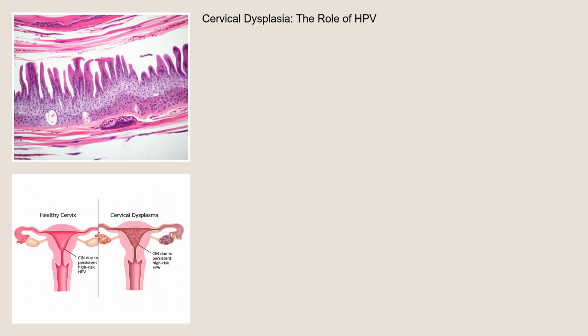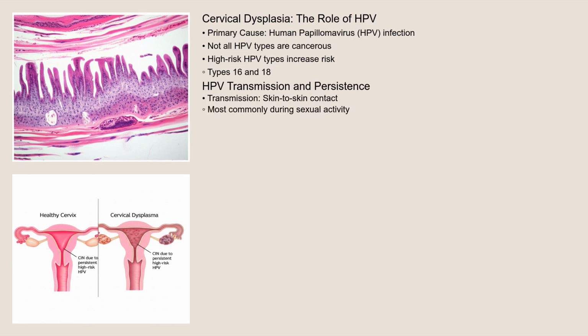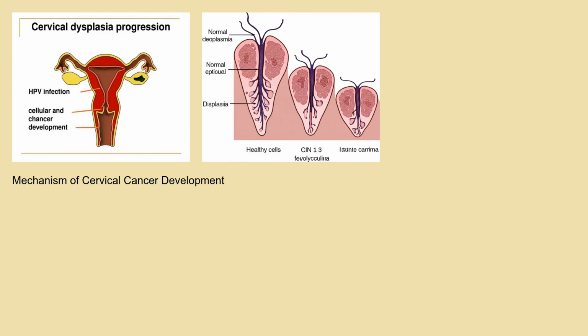The primary cause of cervical dysplasia is infection with the human papillomavirus, or HPV. Not all HPV types cause cancer. High-risk HPV types, like 16 and 18, are most frequently associated with CIN and cervical cancer. HPV is spread through skin-to-skin contact, most commonly during sexual activity. While most HPV infections clear on their own, persistent infection with high-risk types can lead to cellular changes in the cervix.